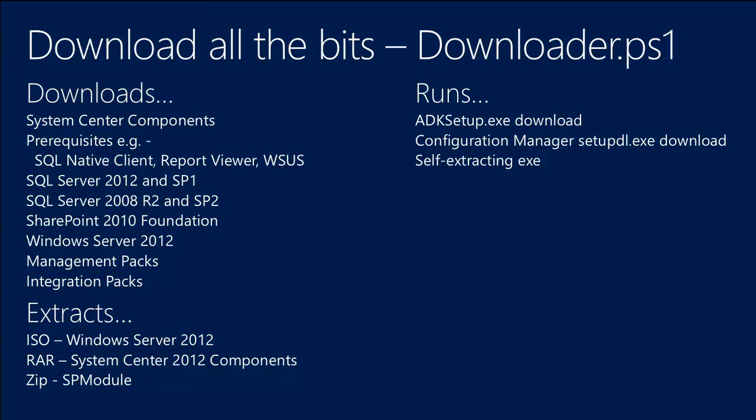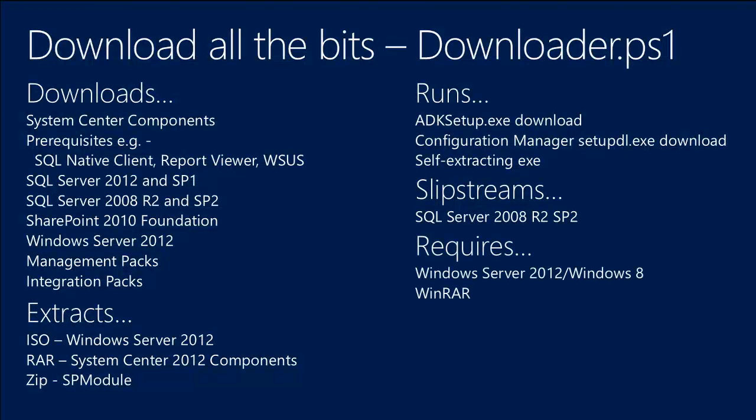And any of those downloads that are then self-extracting executables, it also runs those. So once it's done, everything is completely extracted and ready to deploy. It will also slipstream SQL 2008 R2 Service Pack 2 into the media for you, so you don't have to do a separate Service Pack installation. It does require that you run this on Windows Server 2012 or Windows 8. The reason for that is we use the capability in that version of Windows to mount ISOs to be able to extract that. So we require you run on Windows 8 or above. And it does require that you have WinRAR installed to do that extraction.